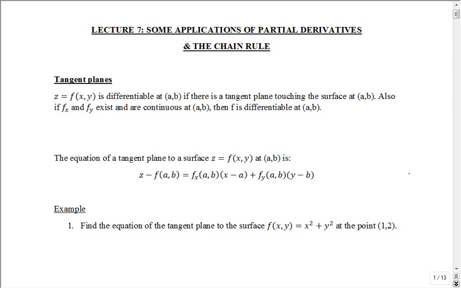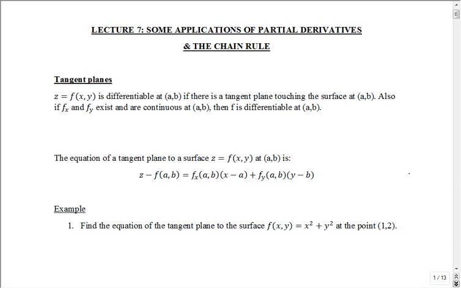Today we're going to continue looking at partial derivatives, and we're going to see in two cases how you can use them. We will do more of the applications later, and then we're going to look at the chain rule in multivariable calculus. So just like there's a chain rule in single variable calculus, there is a chain rule here as well. So tangent planes.